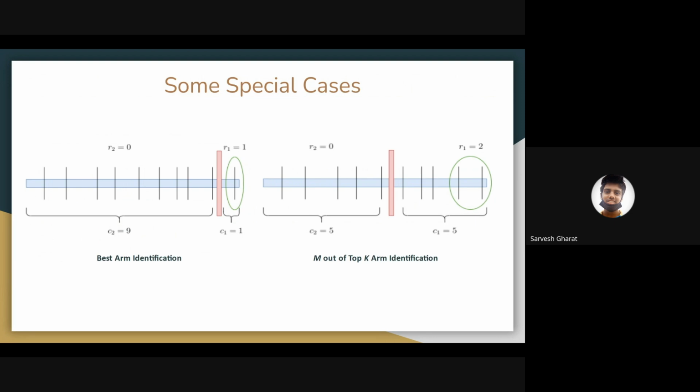Similarly, towards the right, say we have 10 arms again, and we need to identify two out of the top five arms. In that case, I have C1 equal to 5, that is size of cluster 1 equal to 5, and size of cluster 2 equal to 5. From the first cluster, we need to identify two arms, and from the last cluster, we don't need to identify any of the arms. Is it clear?